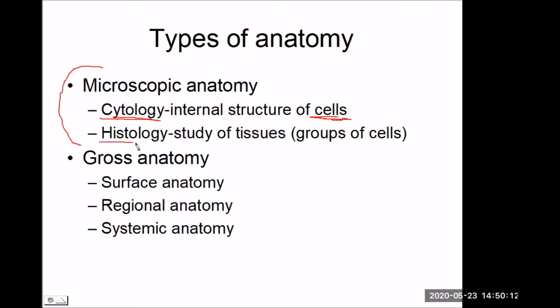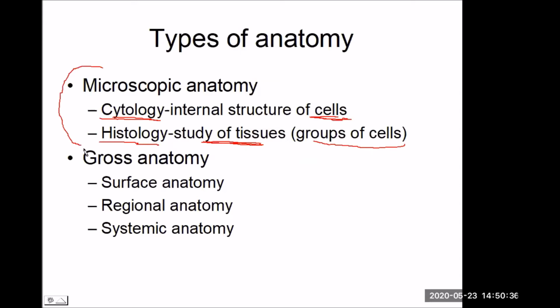Whereas histology, the term histology truly means study of tissues, and still at the microscopic level. Tissues themselves are collections of cells and their extracellular material. And that's what we would use the microscopes for, to study the microscopy, studying the histology of tissues.